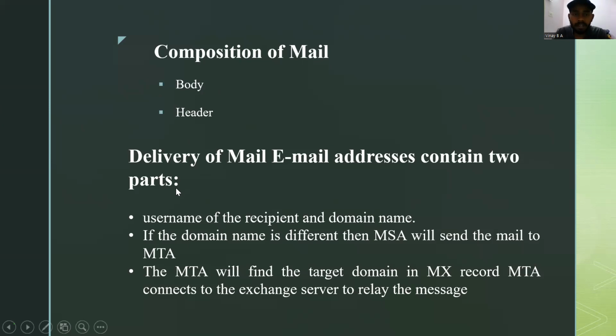Then delivery of the mail. An email address contains two parts: first, the username of the recipient, and then the domain name. If the domain name is different, then the MSA will send the mail to the MTA. The MTA will find the target domain, that is, what the receiver domain is. In the MX record data, the MTA connects to the exchange server to relay messages.